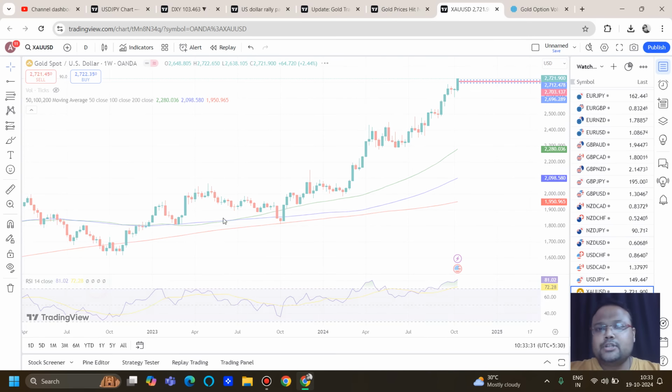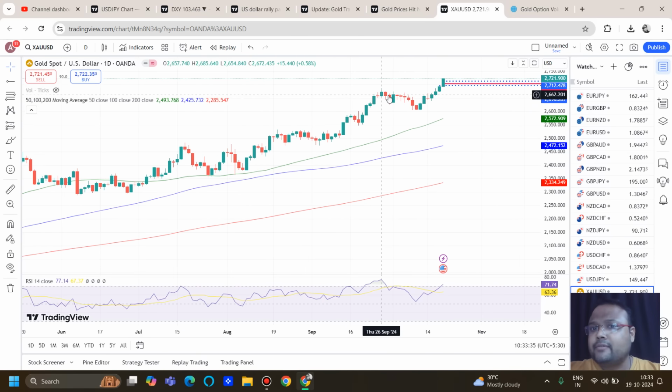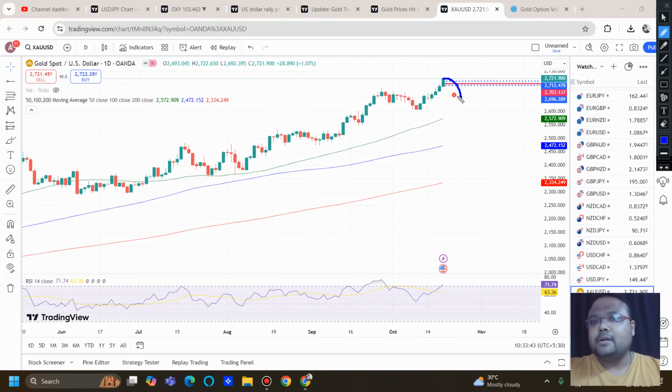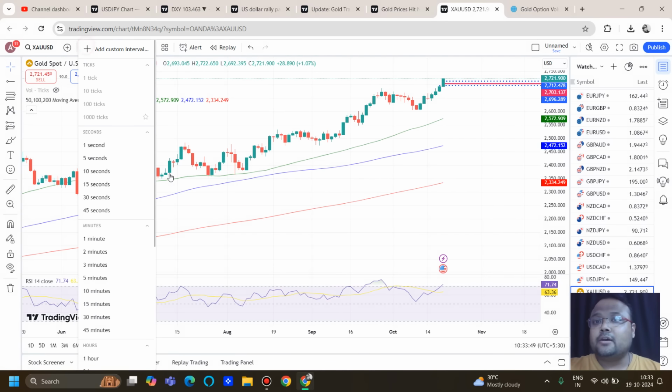If you look at the daily chart of gold, we can see that after some retracement, the market is going up again, and the market is already showing a swing high right now. So yes, there is a possibility of a little correction or retracement. But again, I'm repeating, my dear friends, there is no sign of trend reversal.